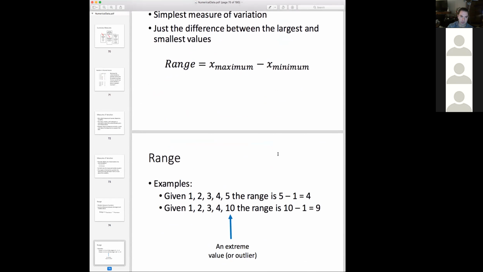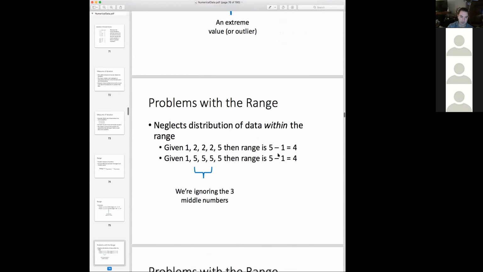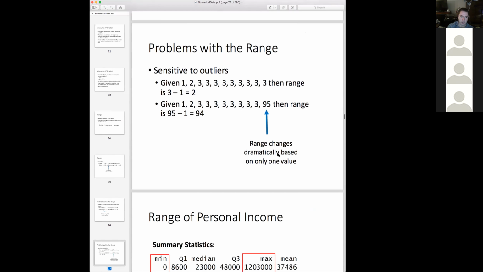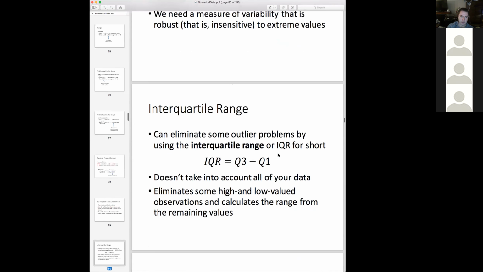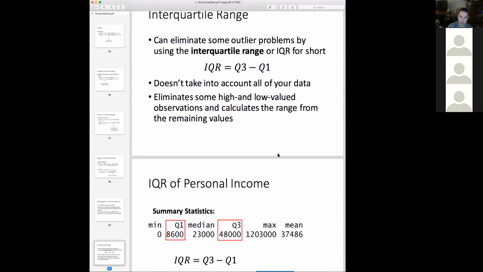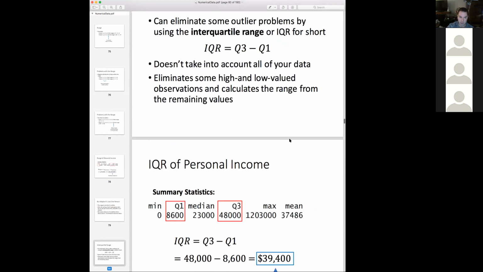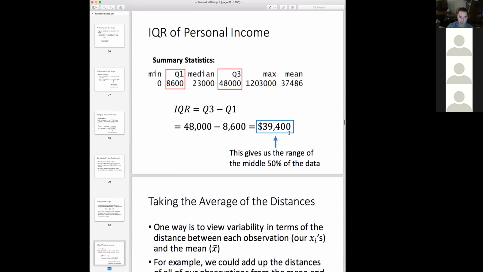As we said, the range is just the difference between the smallest and the largest values, but it's not as informative. And then we can use the interquartile range, which is Q3, the 75th percentile, minus Q1, the 25th percentile, to get an IQR.